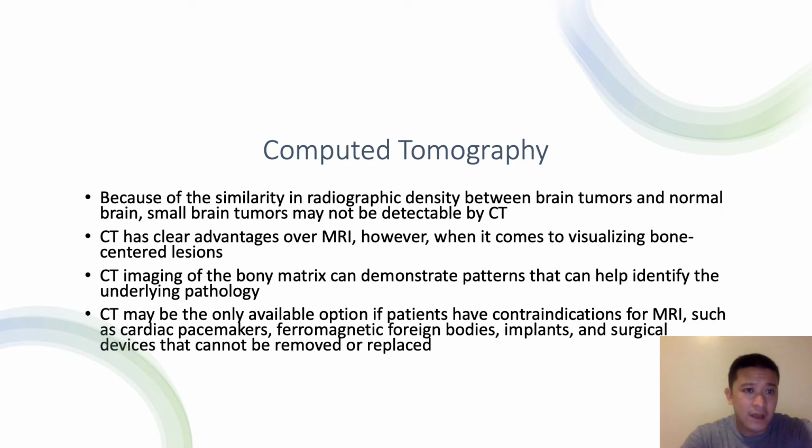Now, with a CT scan, because of the similarity in radiographic density between brain tumor and normal brain, small brain tumors may not be detectable by CT. But CT has clear advantages over MRI when it comes to visualizing bony-centered lesions. CT imaging of the bony matrix can demonstrate patterns that can help identify the underlying pathology. And CT may be the only available option if the patient has contraindications to MRI, such as a cardiac pacemaker, ferromagnetic foreign bodies, implants, and surgical devices that cannot be removed or replaced.